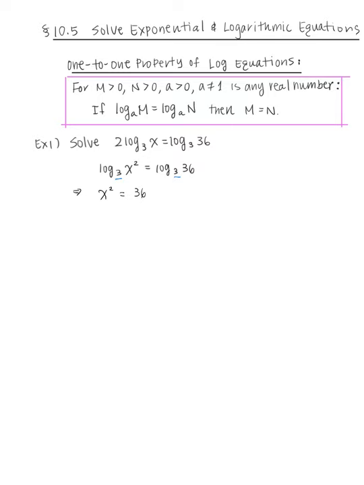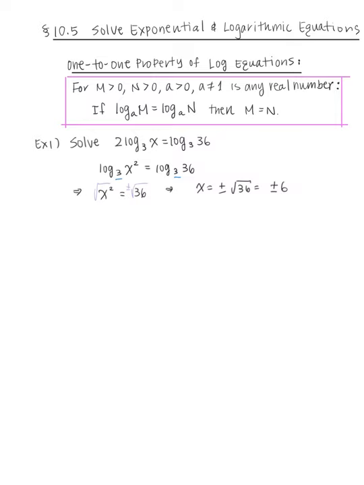Now all we have to do is solve from here. Applying the square root property, if I take the square root on both sides, remember you're going to have a plus and minus.